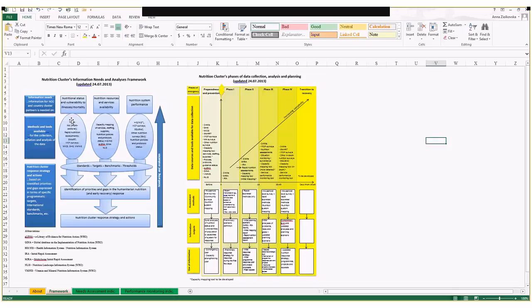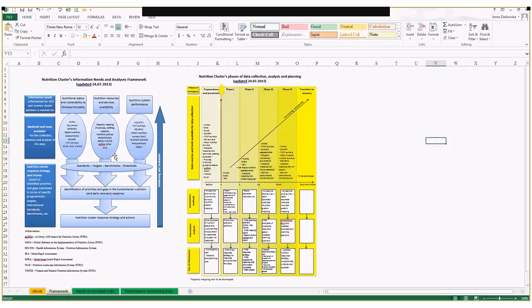This is normally measured through surveys or assessments, and it's not measured on a monthly basis, but on a 6 monthly or yearly basis. Another set of indicators is nutrition resources and services availability, which is capacity mapping of all the services and staff and supplies available.